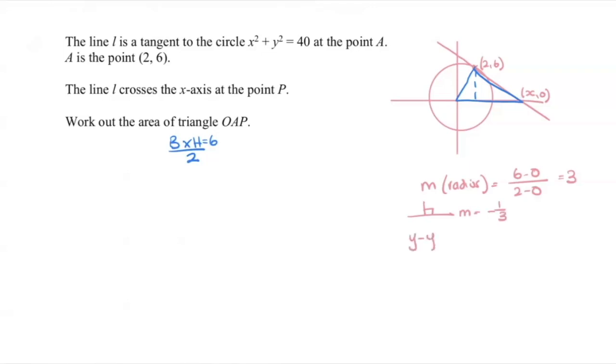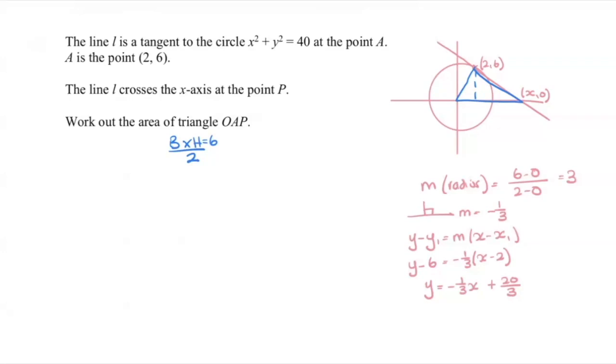I'm going to use the equation formula y minus y1 equals m(x minus x1). All I need to use this formula is a coordinate on the line and the gradient, and I've got both. So I'm going to replace my y1 and my x1 with the coordinate 2, 6, and obviously the gradient that I've just found will replace my m. We're going to expand, we're going to rearrange, we're going to get it in the form y equals mx plus c. When you do that, you will end up with the equation y equals minus a third x plus 20 over 3.